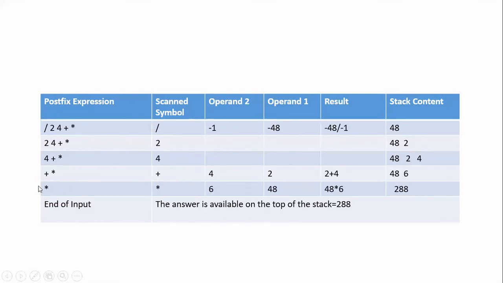Then scan the symbol, multiply. It is again an operator, which is binary. So pop 2 operands. The first operand popped is 6. That will become operand 2. The second operand is 48. That will become operand 1. Then apply operand 1, that is 48, then the symbol multiply, then operand 2, 6. So the answer will be 288. Now 288, you have to push it onto the stack. So now I have 288 alone on the stack.